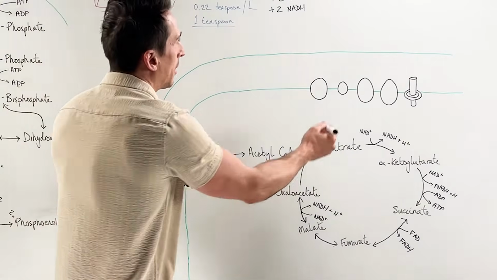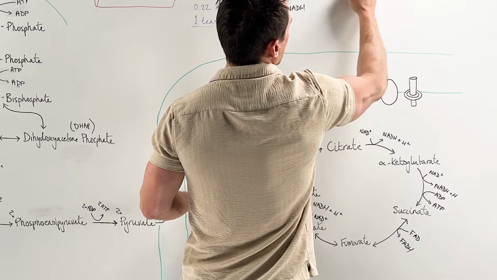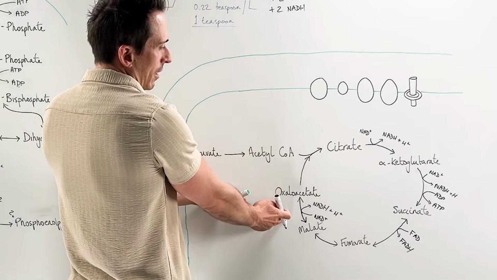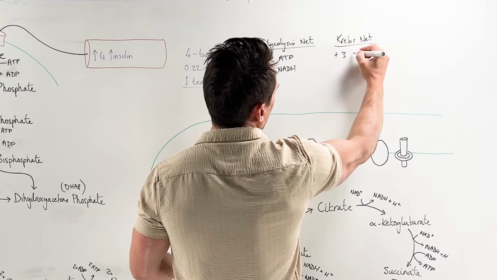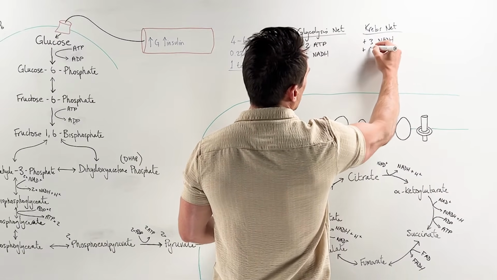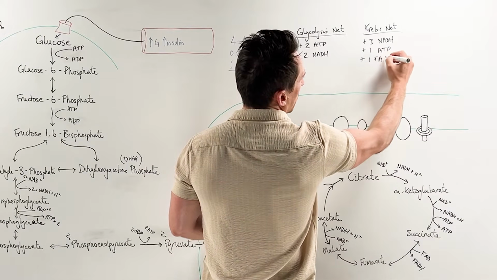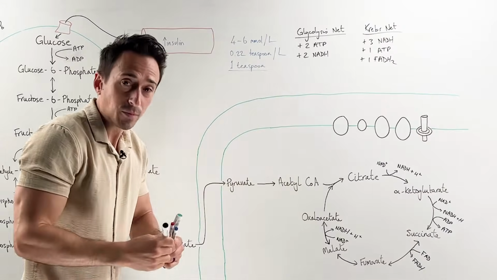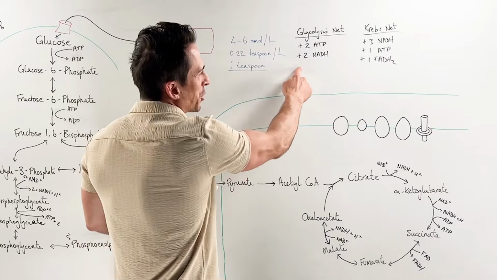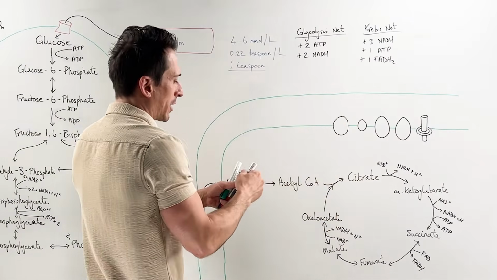So what we get here for the Krebs cycle, when it comes to looking at the net energy, we've got 1, 2, 3 NADH. We've got 1 ATP, and we've got 1 FADH2. So the Krebs cycle is energy generating. Now let's talk about, we've generated all this NADH, FADH2. This is where the electron transport chain comes into play.